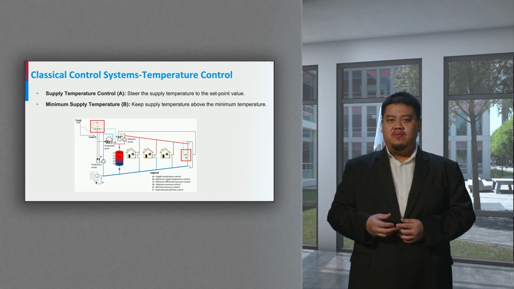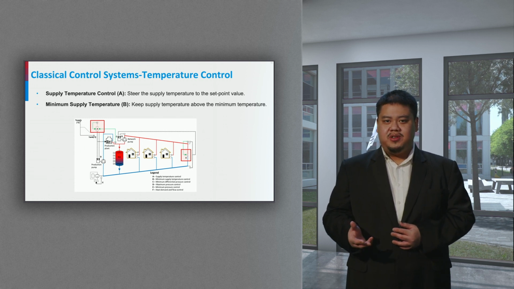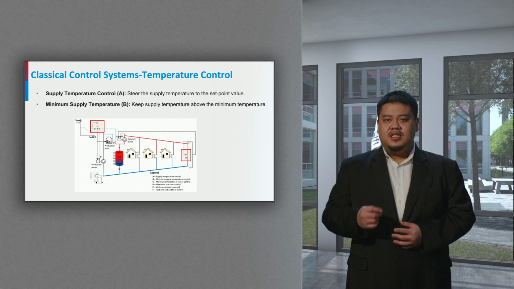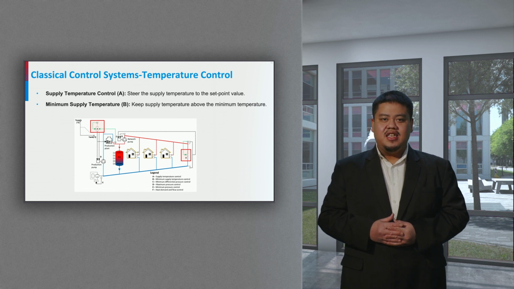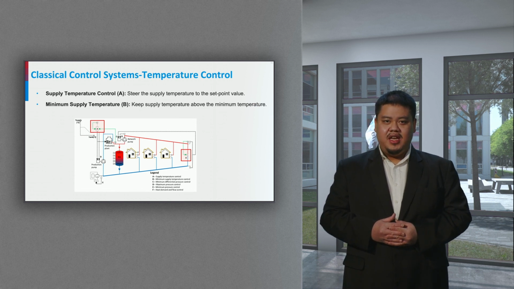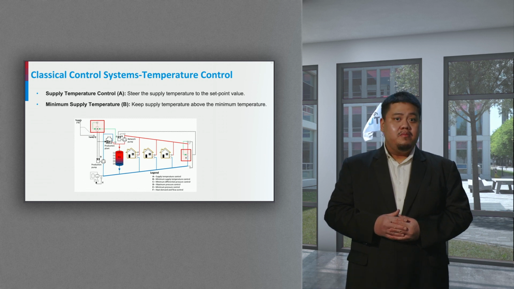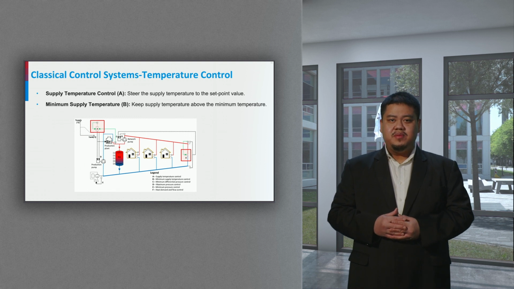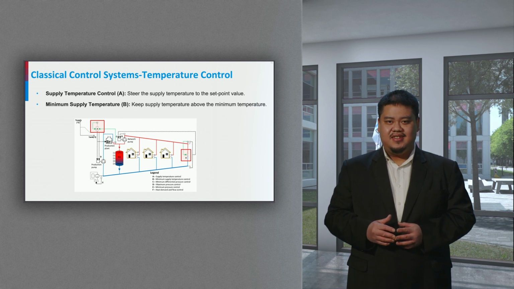Now let's move to the temperature controls. In a district heating network, we have supply temperature control systems. The supply temperature control system ensures that the supply temperature reaches the predefined set point value. In a district heating network, the supply temperature is adjusted by heating the carrier fluid and adjusting its flow rate using a pump. Besides supply temperature, we also have minimum supply temperature control. This controller is necessary when the heating demand is low, such as during the summer season.